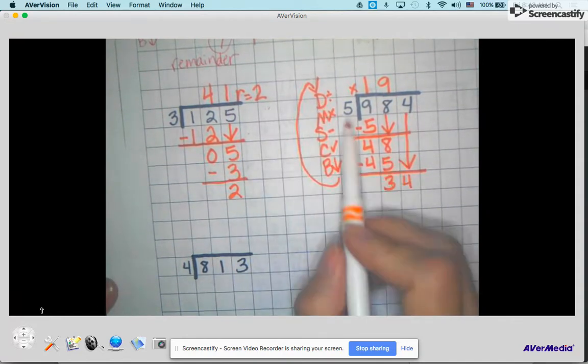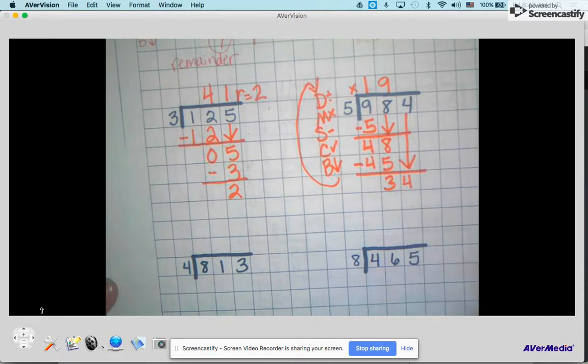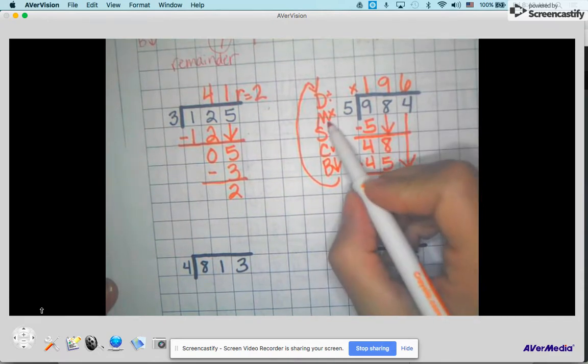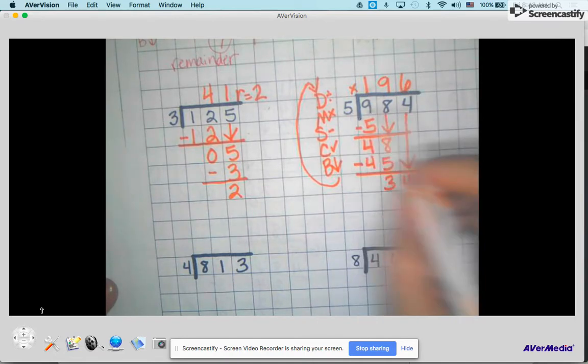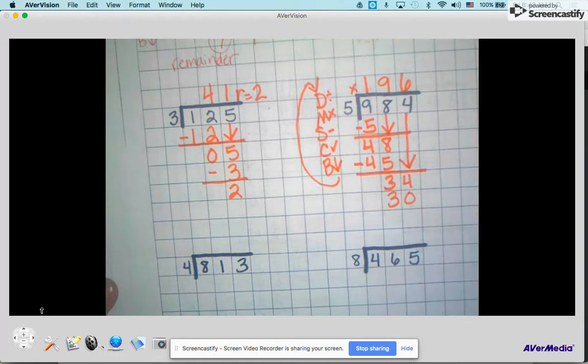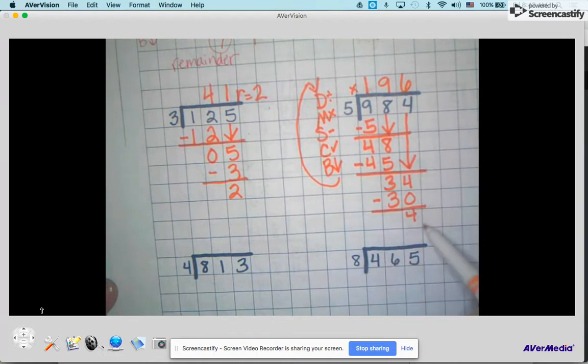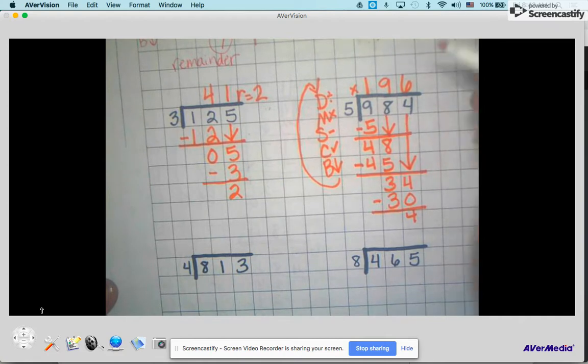Now you divide. How many times will 5 go into 34? 6 times. Then I multiply. 5 times 6 is 30. Then what do I do? Subtract. Then what? You make sure the 4 is smaller than the 5. Is there anything for me to bring down? No. So my answer is 196 with a remainder of 4.